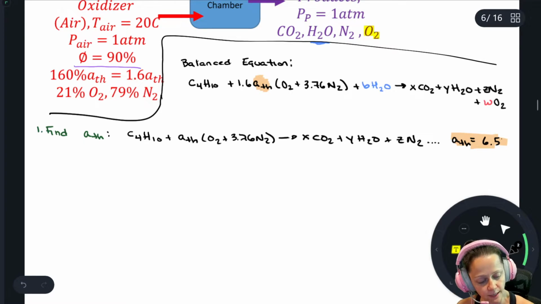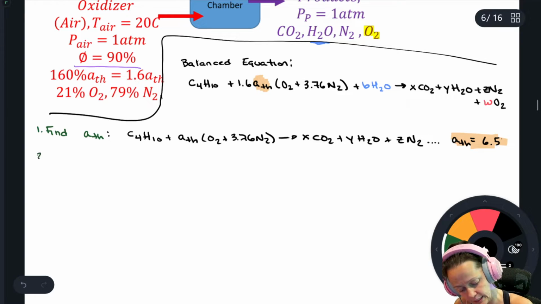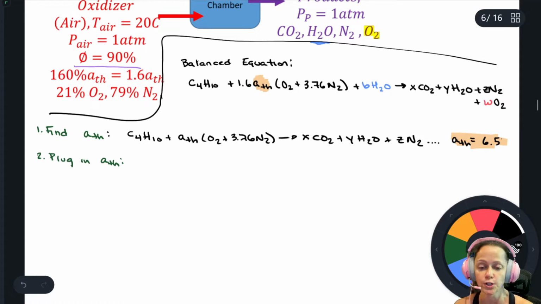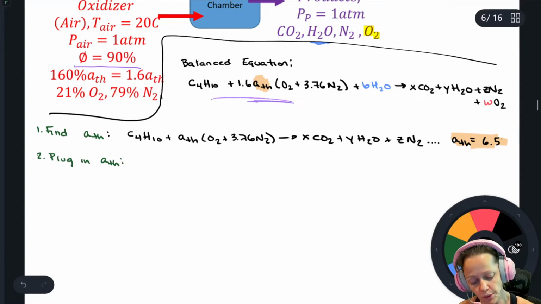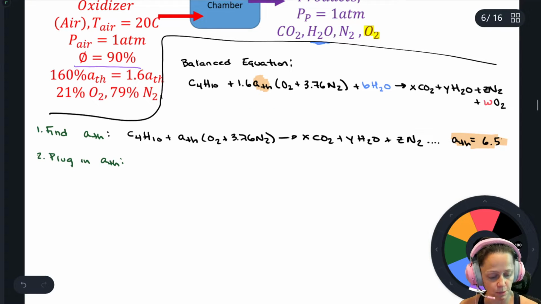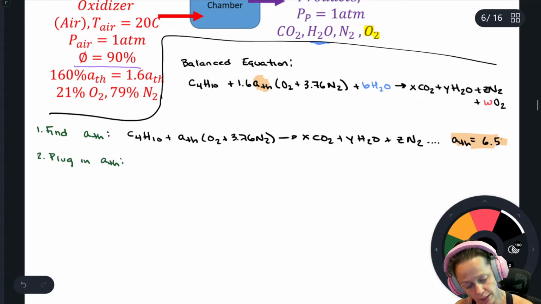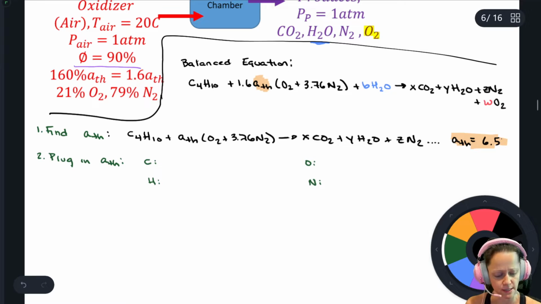Alrighty, next thing, I got to plug in that theoretical air. So let's go do that. If I plug in that theoretical amount of air into my chemical equation up here, so let's do my mole balance. I need to do it on my carbon, my hydrogen, my oxygen, my nitrogen. I think that's it. All right.